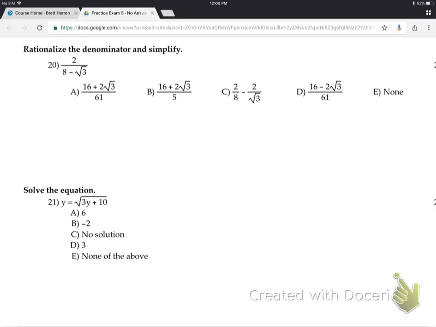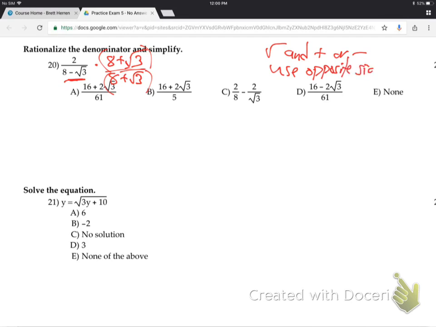All right, so what do we do with a root on the bottom like that? We multiply it and we change it so that it looks good. Yeah, when you got the root and the plus or minus, that's when you got to do the conjugate. I don't care if you know the name, but they're glued, so you got to use the whole thing, opposite sign in the middle. Remember that? So it's 8 plus root 3 over 8 plus root 3. Is that good there? Right, got to do that top. So when you have a root and plus or minus, use opposite sign in the middle.